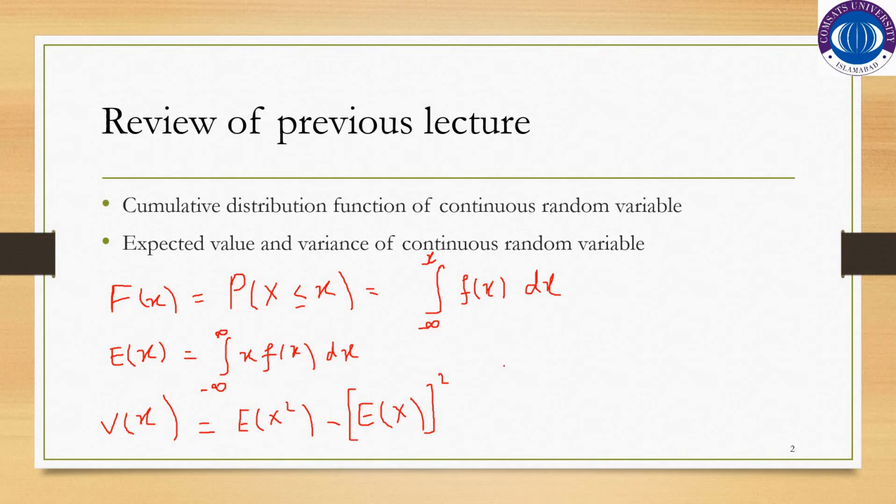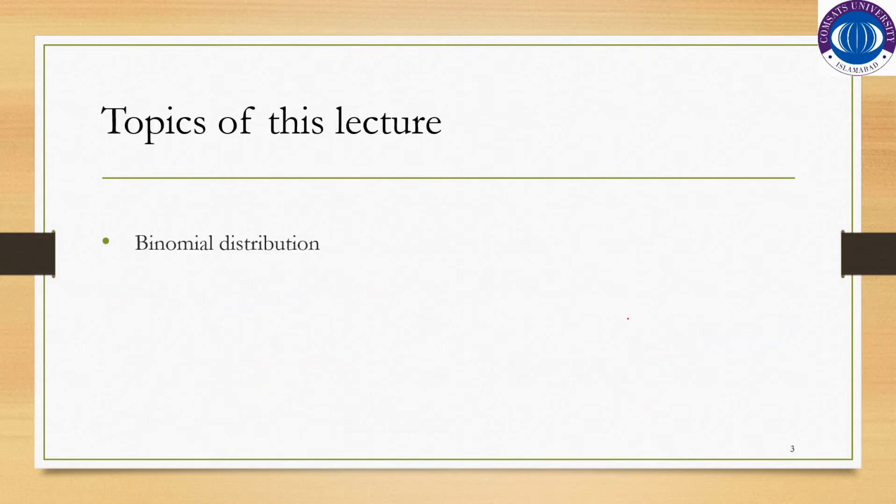And how we will calculate expected value of x square? This is equal to integration of x square into f of x dx, and we integrate it on complete limits of our distribution. Okay. Today we will study binomial distribution.